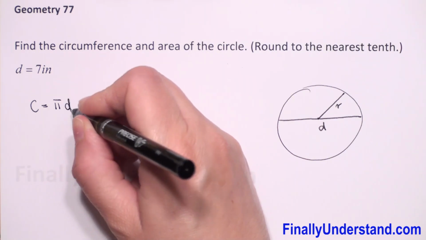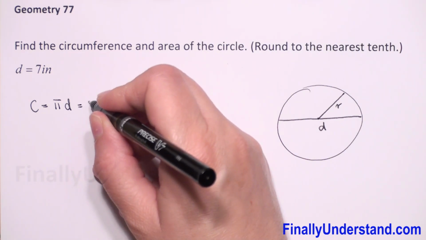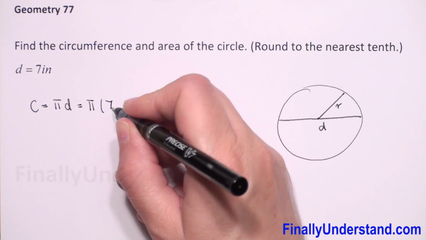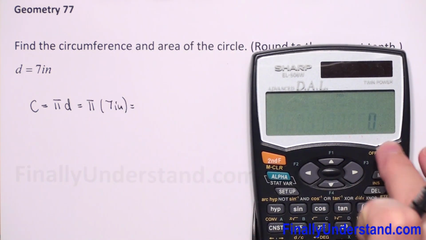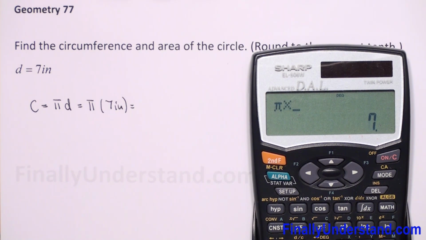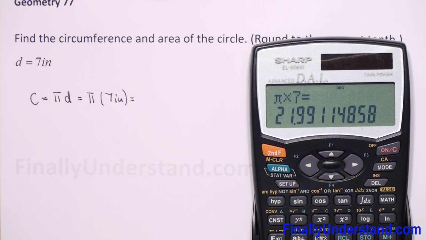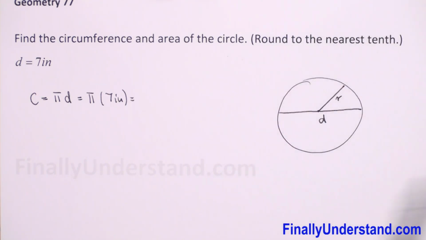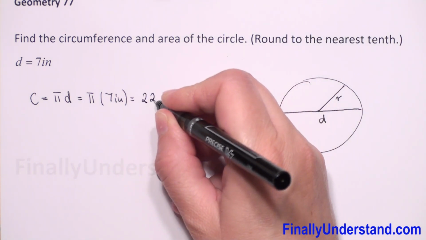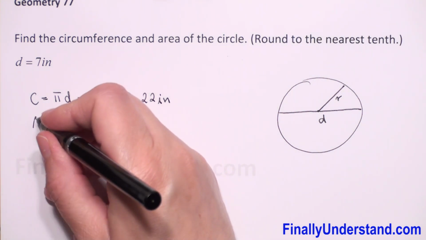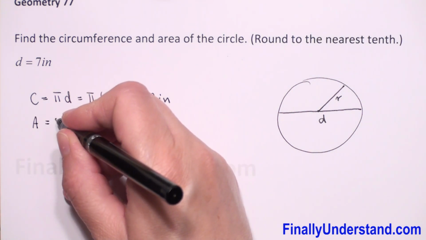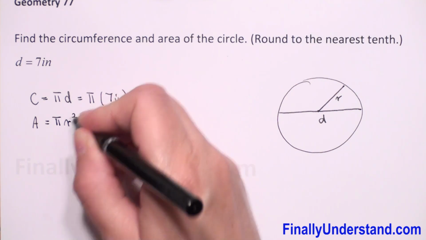pi times d. So this is equal pi times 7 inches. So this is equal, you can use calculator, pi times 7. So we now have to round to the nearest tenth, so it will be 22 inches, and area of circle is pi times r square.